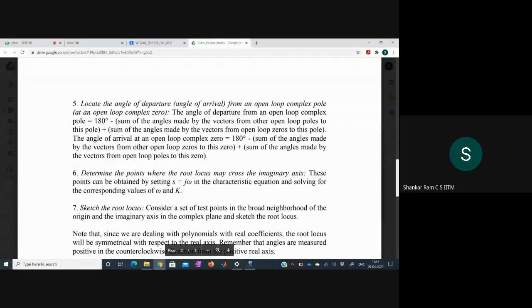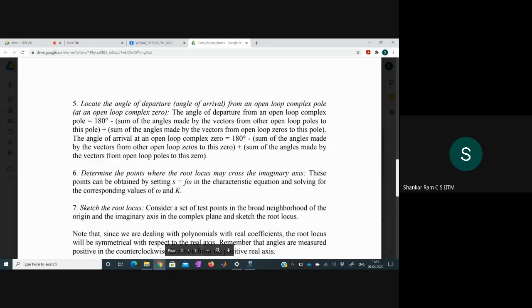Okay, greetings. So welcome to this session. If you recall, we have looked at step 4 in the construction of the root locus, wherein we looked at the notion of breakaway and break-in points. So let's continue from there and go forward.